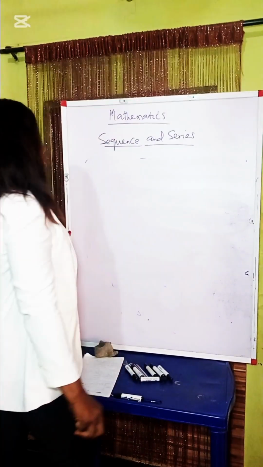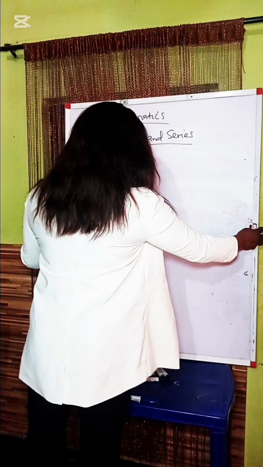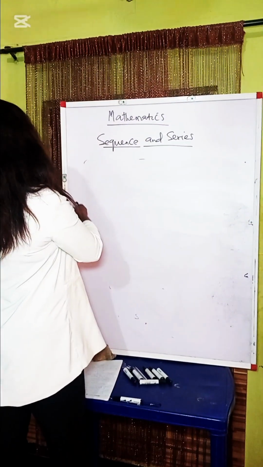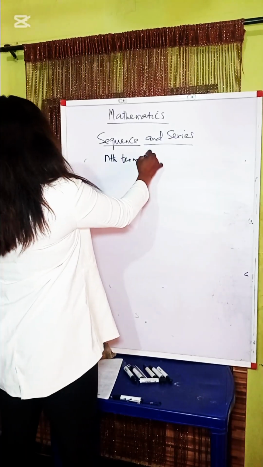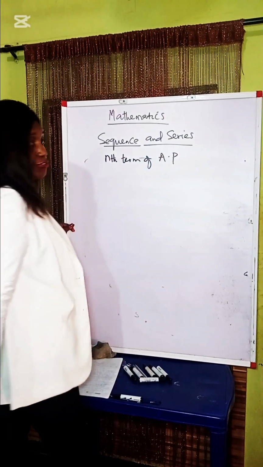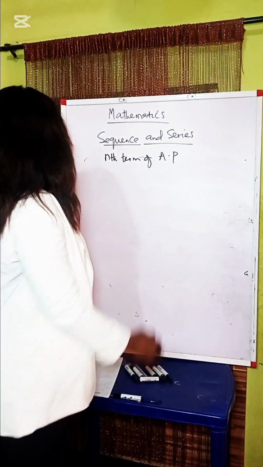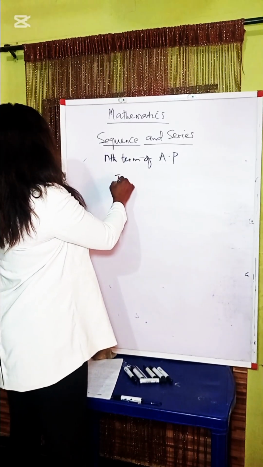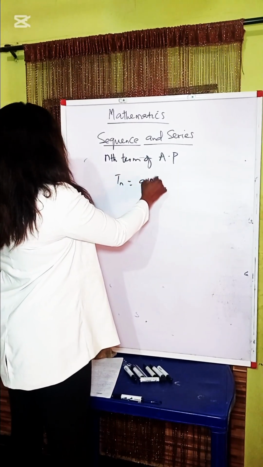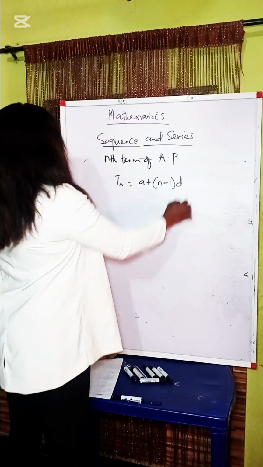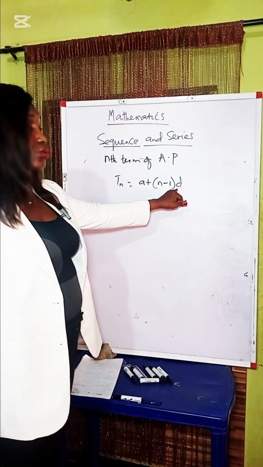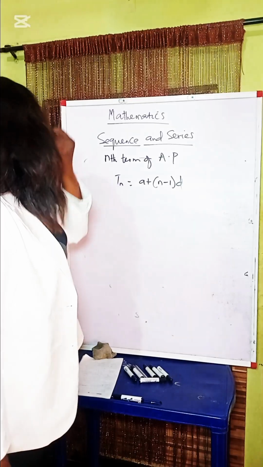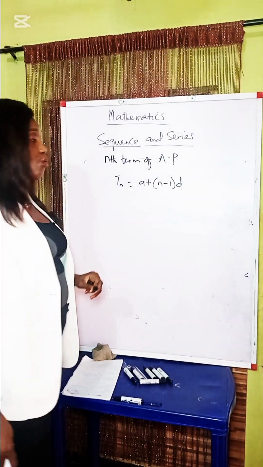So the formula for the nth term of arithmetic progression, we have nth term of AP in short form. So the nth term of AP is Tn equals A plus open bracket n minus 1 close bracket D. So this is the formula for finding the nth term of arithmetic progression.